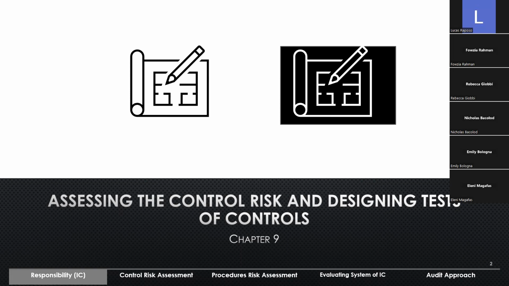We touched a little bit on control risk. Today we're really going to talk about control risk: is it effective in design, and is it operating effectively? So we're gonna start with what is the responsibility of the auditor or management. Then, as auditors, we're gonna have to do a control risk assessment. And then what are the procedures that we're gonna be doing for the assessment? Then we're gonna be evaluating the system of internal controls. And lastly, we're gonna have to do an audit approach. So what are you actually gonna be doing during the audit? So let's start.